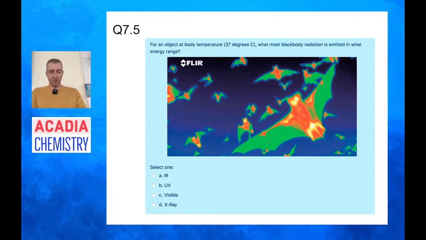What range of light is given off mostly by some object that's at body temperature, 37 degrees Celsius? Infrared light is the solution to that one. You can see this in bats flying. They're warm-blooded as well.